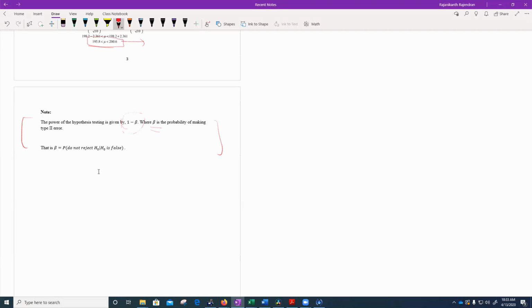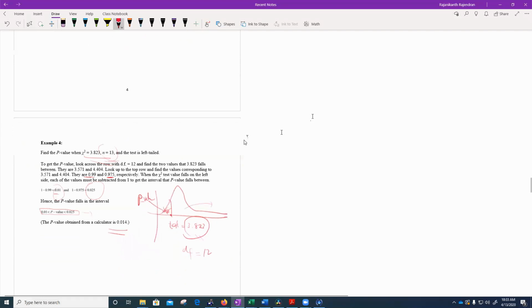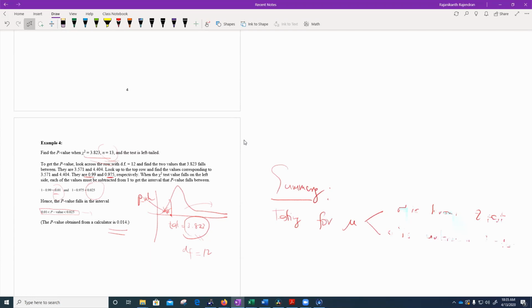So this is all about testing hypothesis. Let me summarize these things. First, we had the testing for mu, the population mean. We had two cases. One is sigma known, then we use the z-test. If sigma is unknown, we use the t-test, where the test value follows the t distribution.